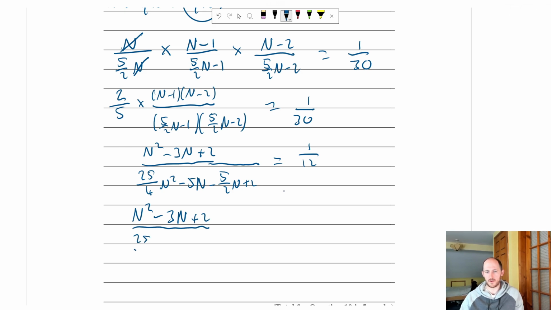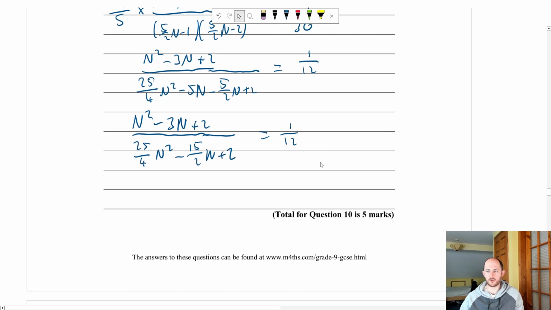That's still going to equal 25/4n squared. Minus 5 minus 5/2, so that'd be minus 5 minus 2.5. That's minus 7.5n, which is 15/2, plus 2 equals 1/12. I'm going to cross multiply. So I'm going to move the 12 up to this side, and I'll move this over to this side.